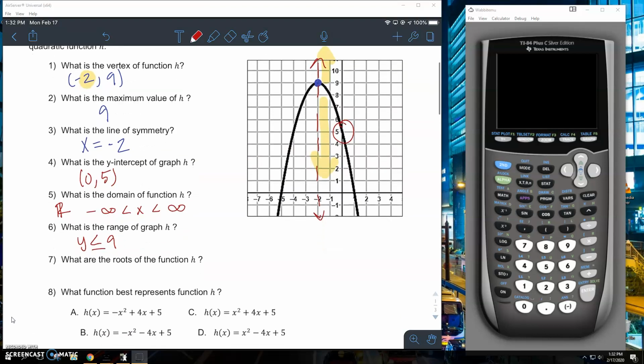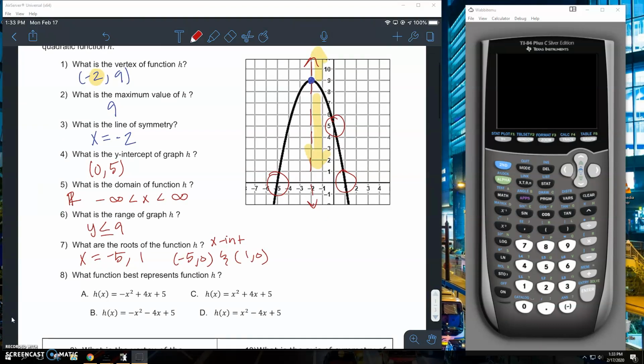Number 7, what are the roots to the function? Well, roots are just your x-intercepts. So I can see that on the graph. And so my x-intercepts are at -5 and at 1. So I can say x equals -5 and 1. If it asks for x-intercepts, then you have to write it as an intercept. So it'd be -5, 0 and 1, 0.